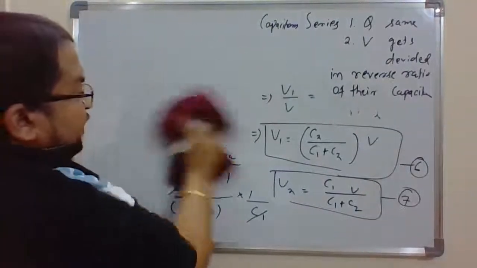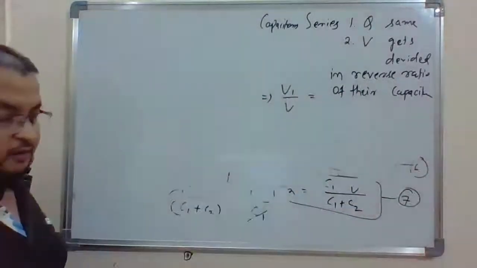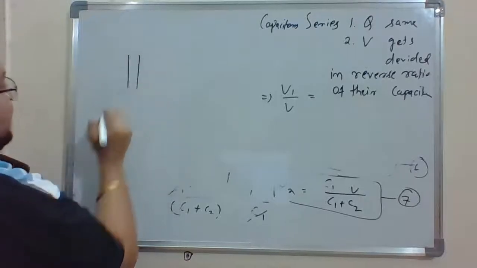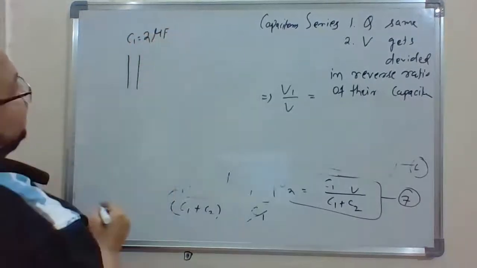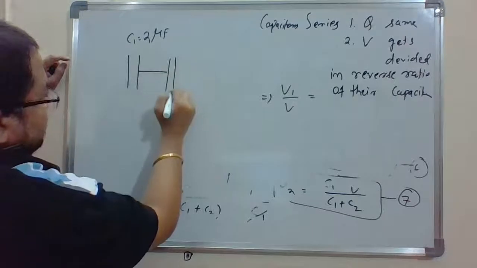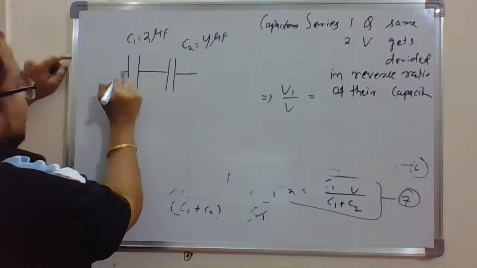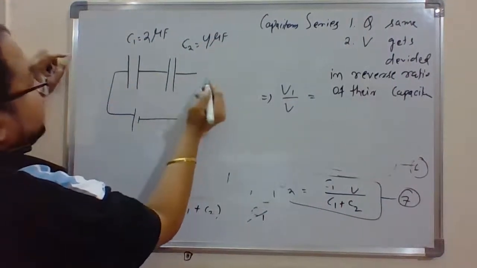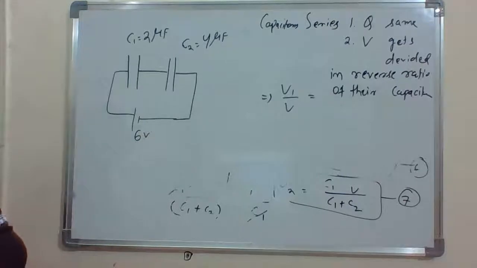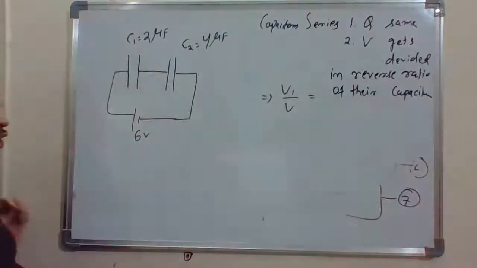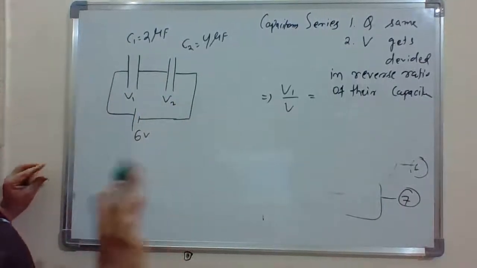Okay, so what does it mean? Let us see a very quick numerical. Obviously you will not get this kind of numerical in the exam, but it's just to understand what we are saying here. So here I have a capacitor C1 equal to 2 microfarad, and C2 equal to 4 microfarad, and they are connected across a cell of 6 volt. If I ask you the potential V1 on this and V2 on this, you can find it out very quickly.